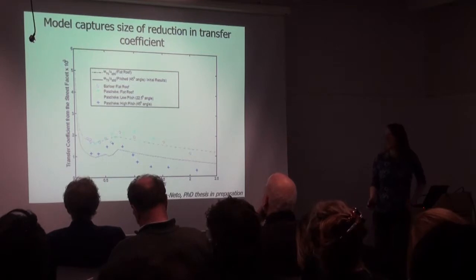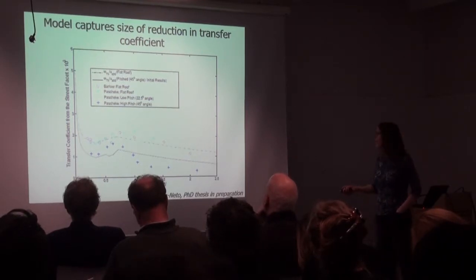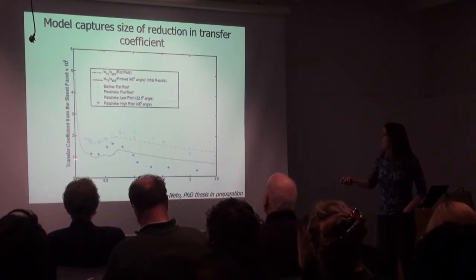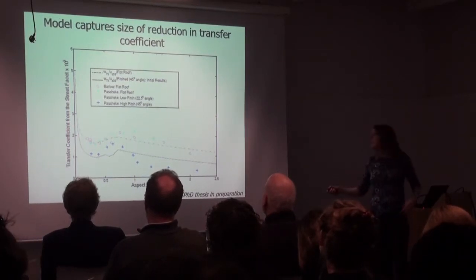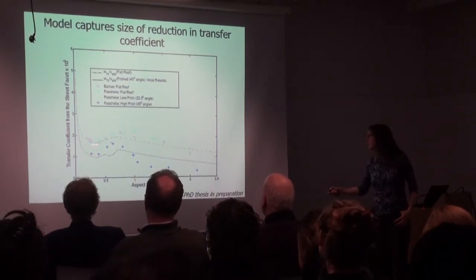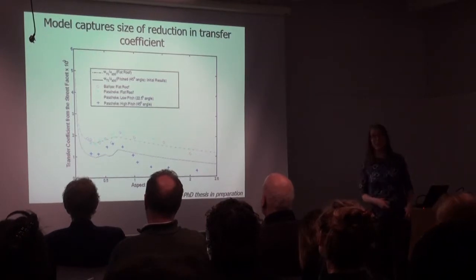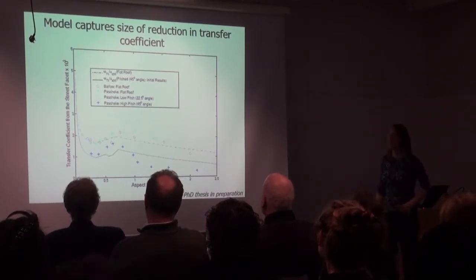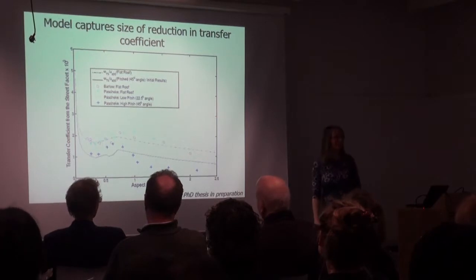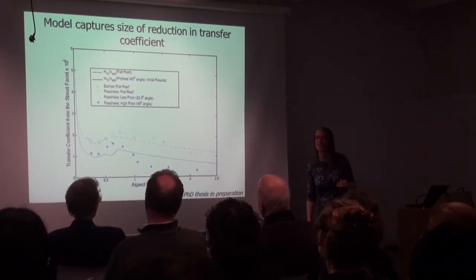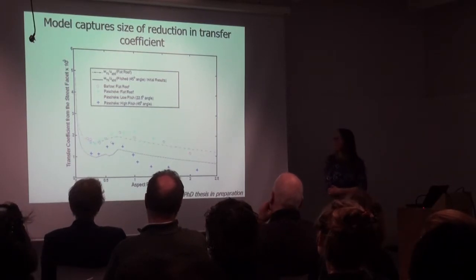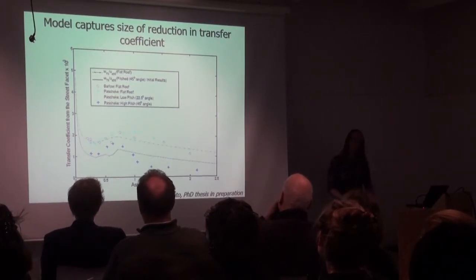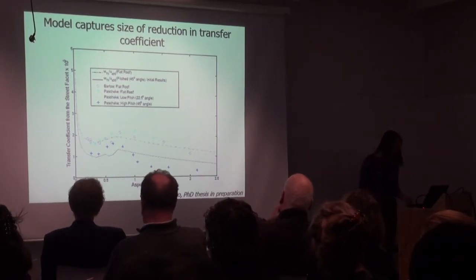Just to say, Wagner has done a ton of wind tunnel modelling as well. This just shows you, if you just want simple messages, that his model, the straight lines, roughly goes through the data. So this is that all models are wrong, but some are useful. The model is usefully predicting the reduction in transfer due to the roof shape change, which I think is a good first step for improving models to take into account that kind of morphology.